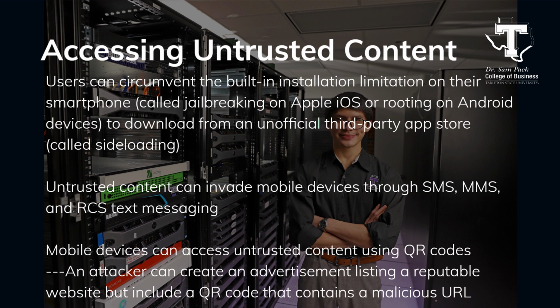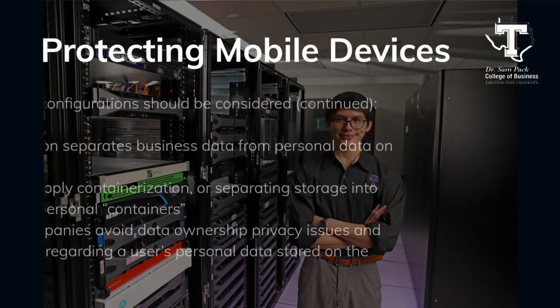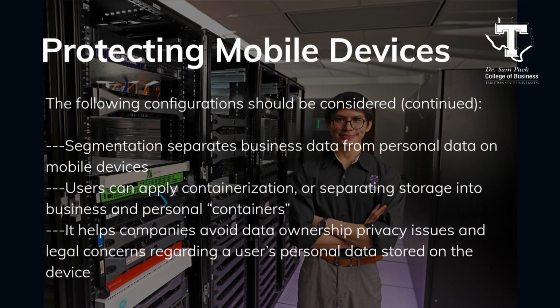Additionally, untrusted content can infiltrate mobile devices through SMS, MMS, and RCS text messaging. Even seemingly innocuous actions like scanning QR codes can pose risks. For instance, an attacker could create an advertisement for a reputable website but include a QR code leading to a malicious URL. To protect mobile devices, start with strong authentication methods like passcodes, PINs, or biometric authentication. Segmentation can separate business data from personal data, ensuring data privacy and legal compliance.